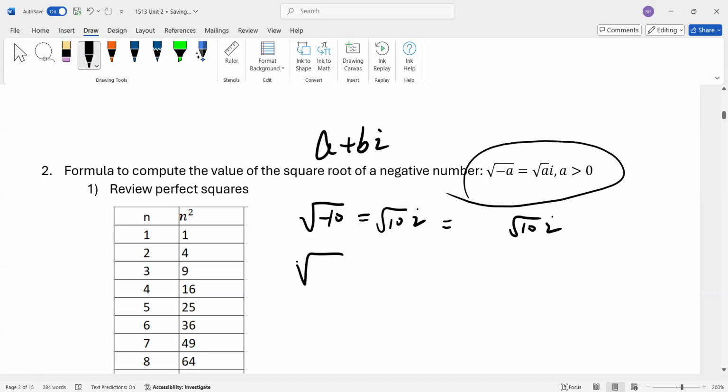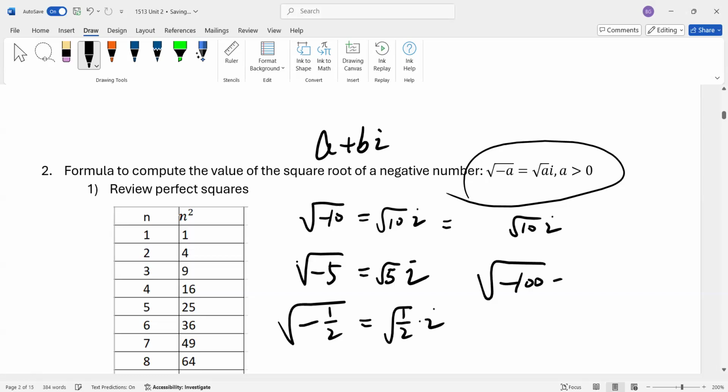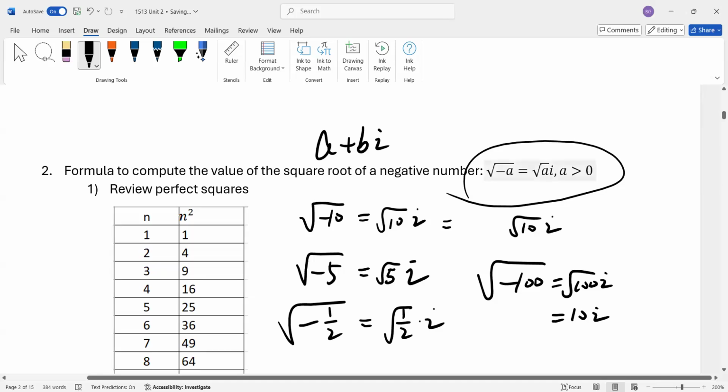And another example, square root of -5, the square root of a negative number. Get rid of the negative sign, square root of 5, but multiply by i. Square root of negative half is square root of half times i. Square root of negative 100 is root 100 i, root 100 is 10, so 10i. So do you see how you should apply the formula? You do not have to struggle with the formula.